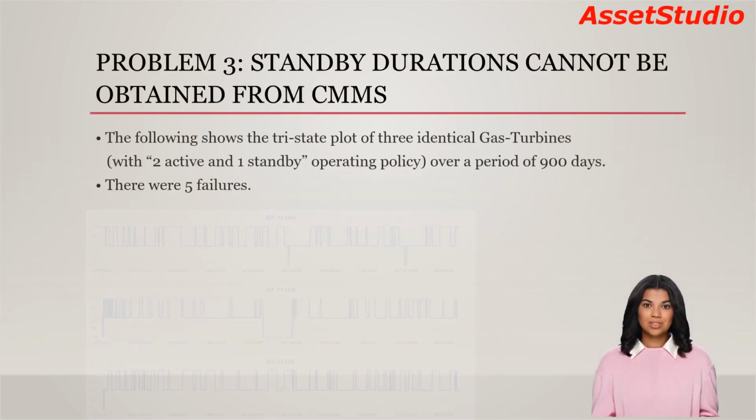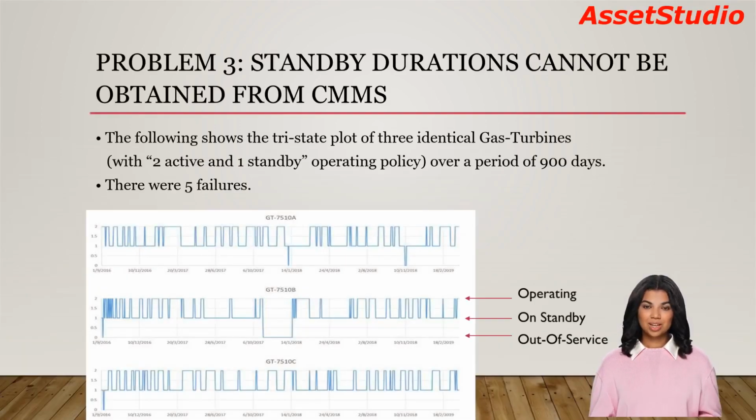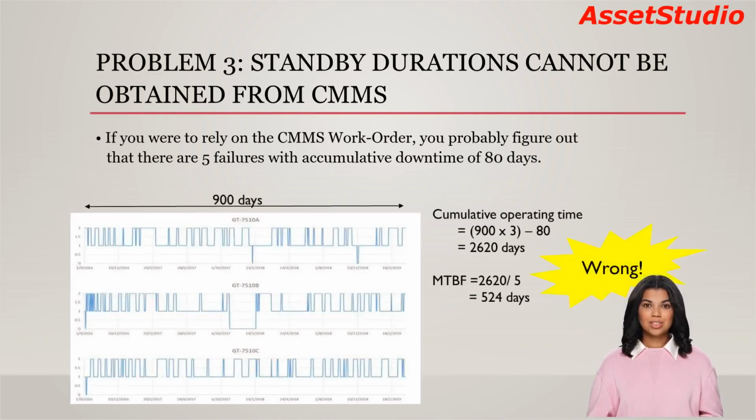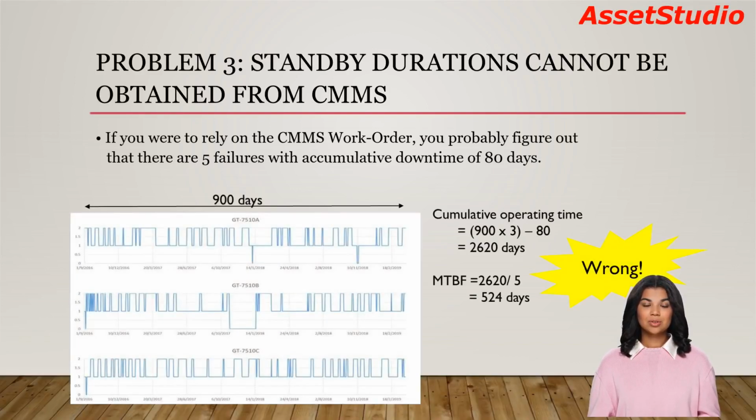Problem 3. Standby durations cannot be derived from CMMS. Let's look at this example. The diagram here shows the operating profiles of 3 identical gas turbines, working with 2 out of 3 standby configuration, over a period of 900 days. If we rely solely on the CMMS system, we observed 5 failures over a span of 900 days. But it doesn't provide data on each unit's standby duration.